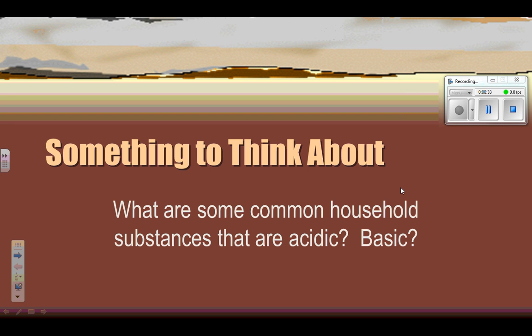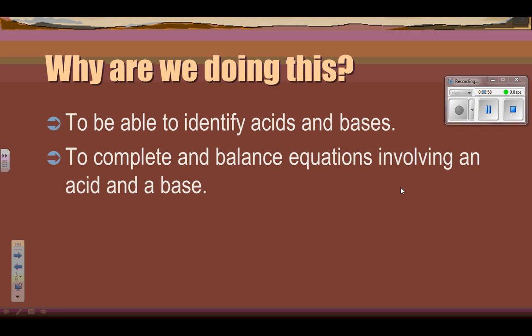Okay, and hopefully some of the things you came up with that are common household substances that are acidic would be things like lemons, limes, citrus fruits that have citric acid in them. Maybe vinegar comes up, battery acid like sulfuric acid in a car battery. So things that are basic: drain opener is basic. Cleaners in general are kind of basic substances. So they are relatively common things, acids and bases.